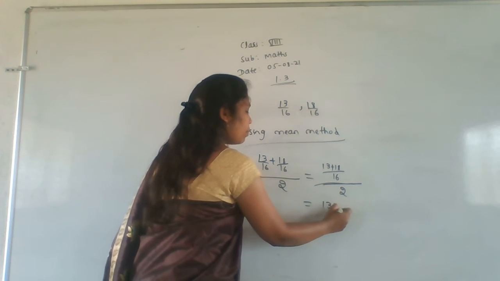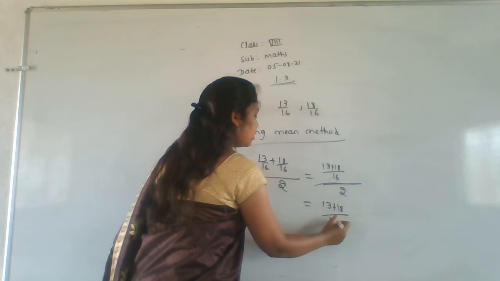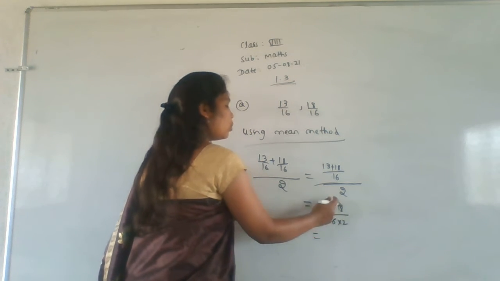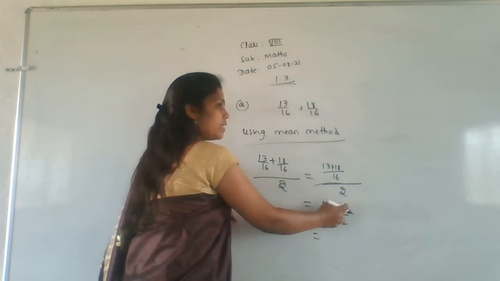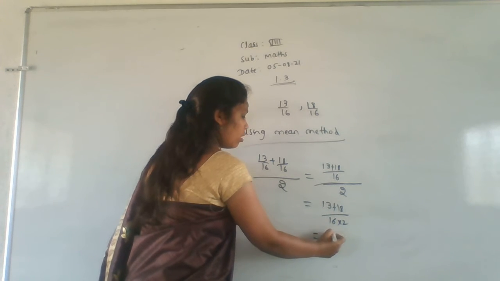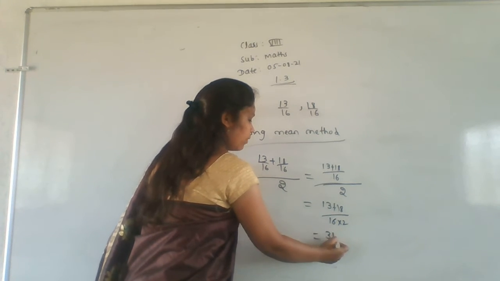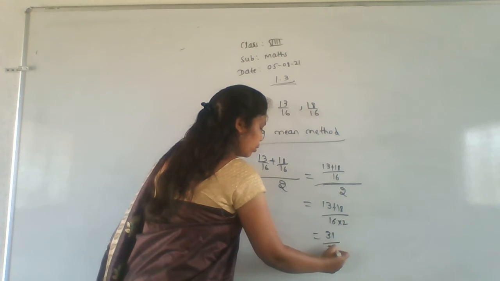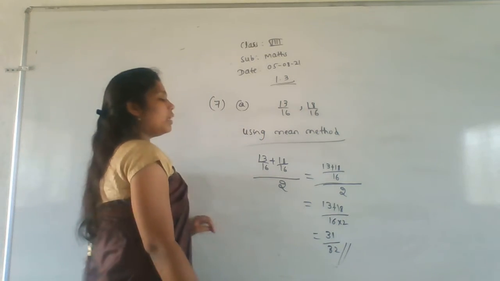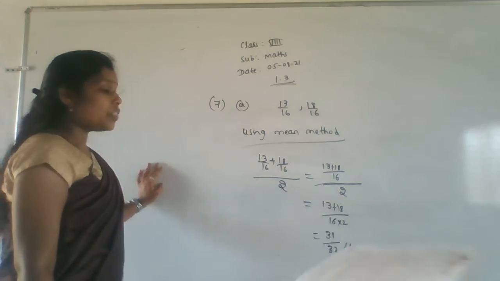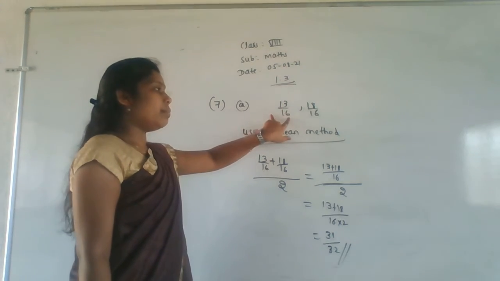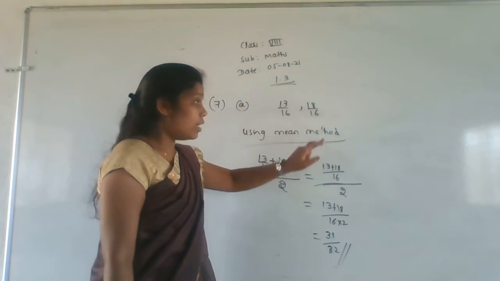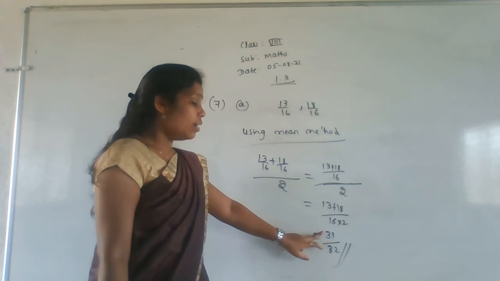So 30 plus 18 divided by 16 into 2. Right? So that will be the what? 13 plus 18 is 31, divided by 32. 31 by 32 is the rational number in between 13 by 16 and 18 by 16. What is the answer we got here?